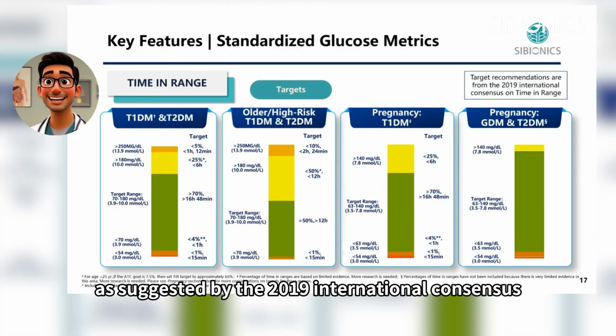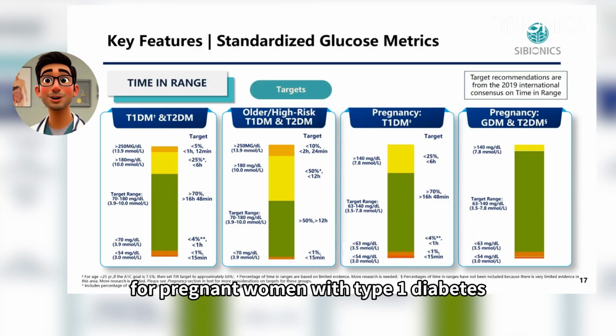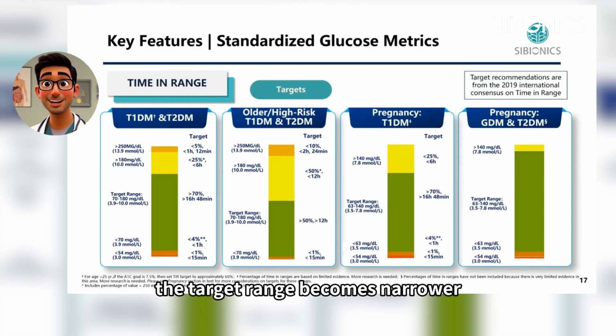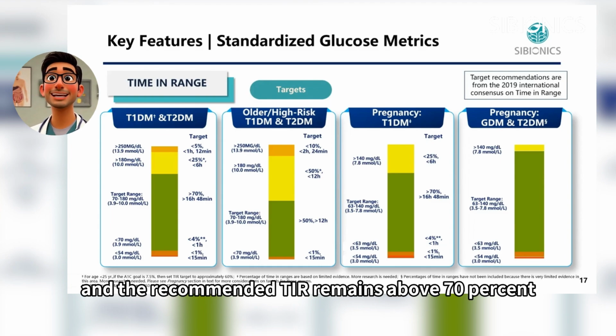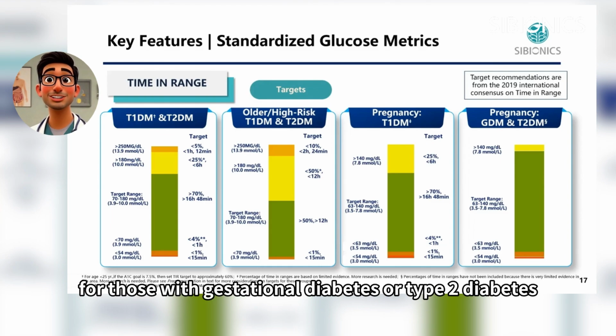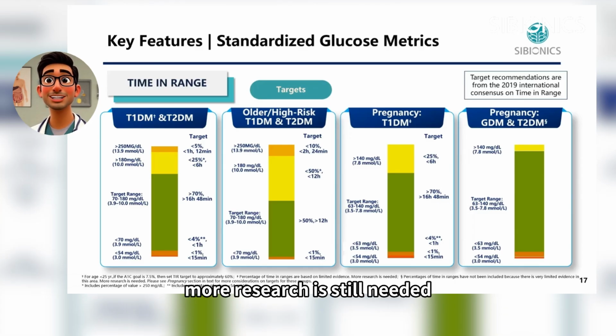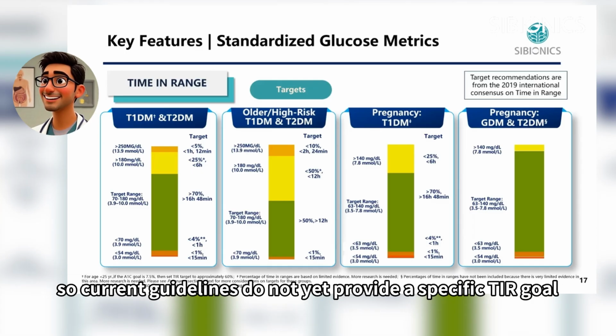2019 International Consensus. For pregnant women with type 1 diabetes, the target range becomes narrower, from 63 to 140 milligrams per deciliter, and the recommended TIR remains above 70%. For those with gestational diabetes or type 2 diabetes during pregnancy, more research is still needed, so current guidelines do not yet provide a specific TIR goal.